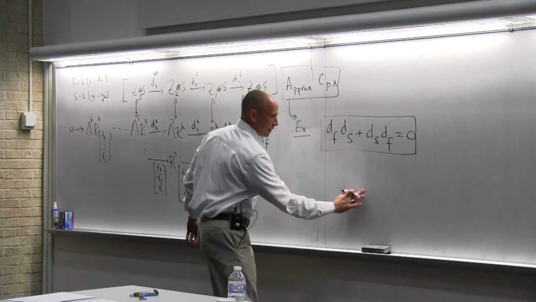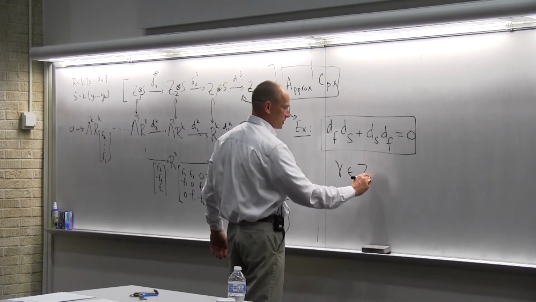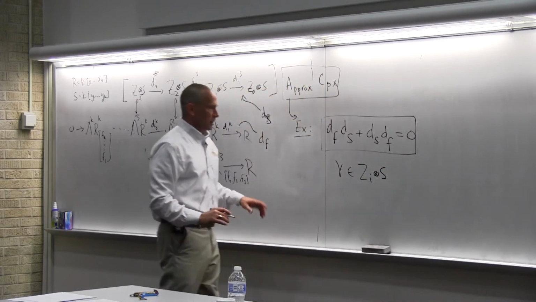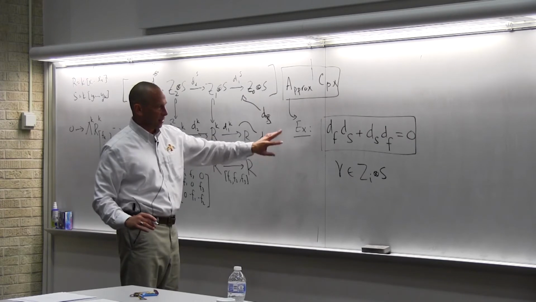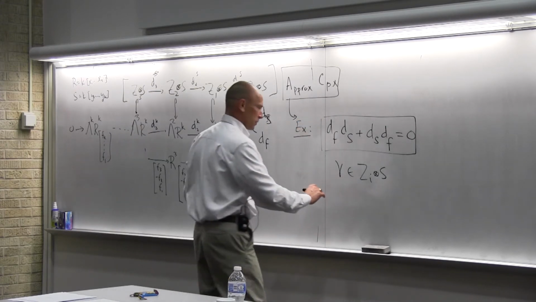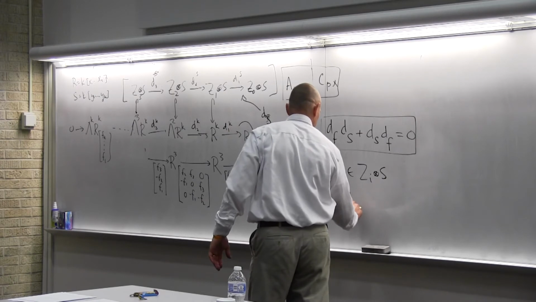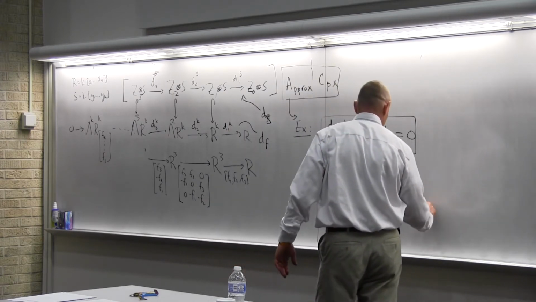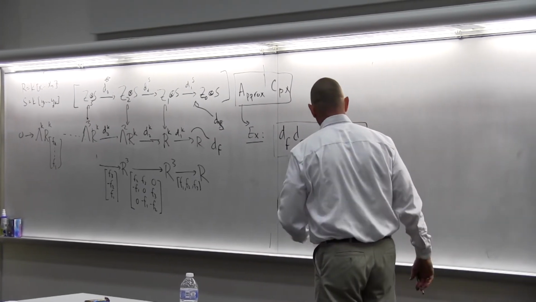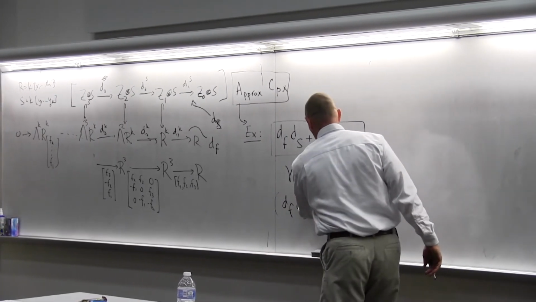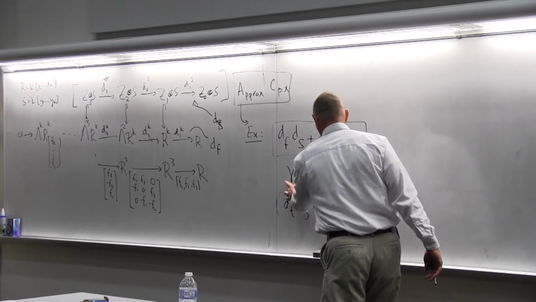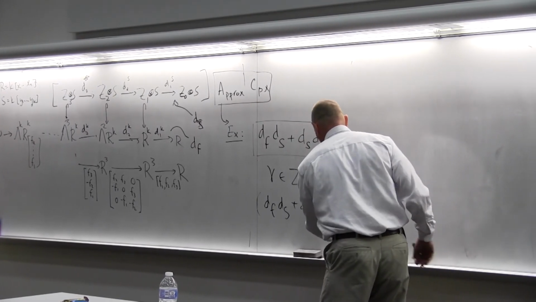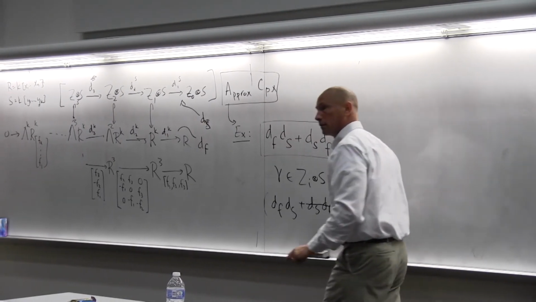So let's say that gamma is an element of Z sub I tensor S. What happens when I hit it? Because this differential is 0, this means that df ds plus ds df applied to gamma is 0. The whole differential is 0. Now, gamma was already in a class in Koszul homology, so df already killed gamma.